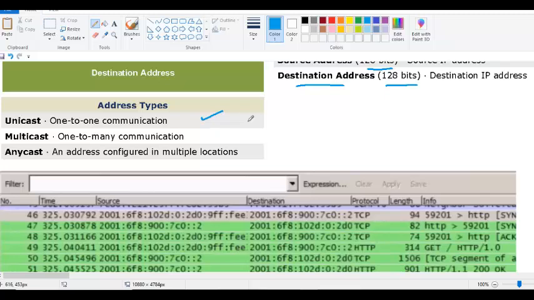Anycast, one to the closest. One to the closest. Anycast, I will explain to you. But before that, are you clear with unicast and multicast? Is there any confusion in that?